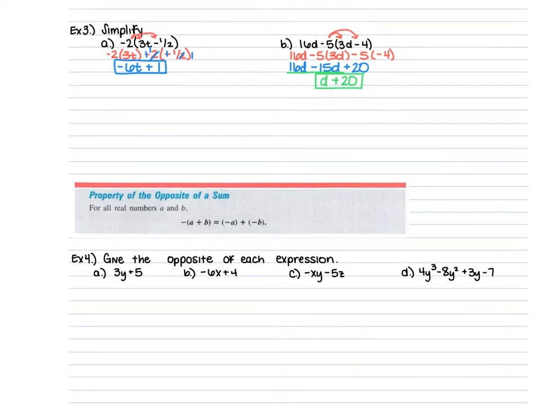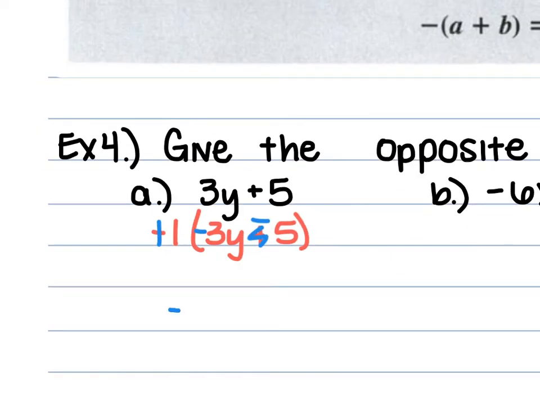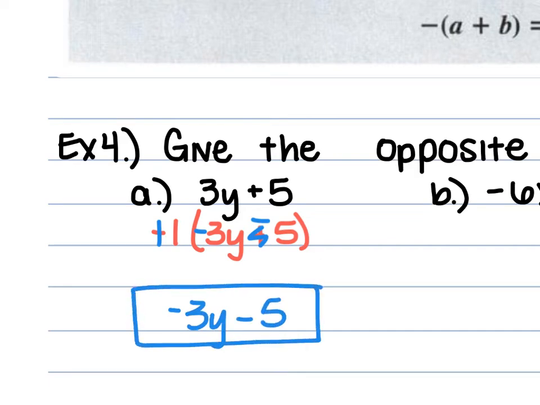So with opposites, if it's asking us to give the opposite of each expression, we're switching the sign in front of each number. So we're taking a negative 1 and we're multiplying it by the expression that they give us. So if that's the case, that negative 1 is going to become positive 1, that 3y is going to become negative, and that 5 is going to become negative. So our solution here would be negative 3y minus 5 as the opposite of 3y plus 5.